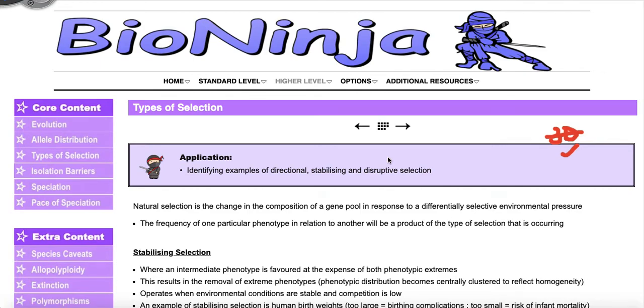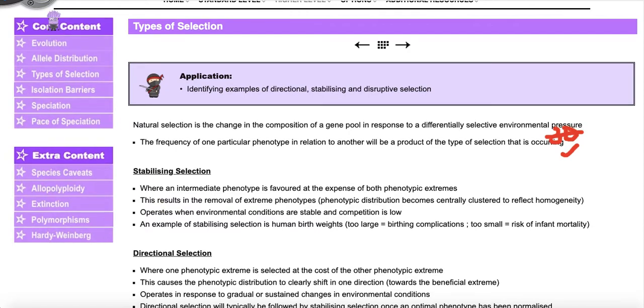IB students. All right, so today we are going to continue with 10.3 and we are going to look at types of selection. So the application here is to identify examples of directional, stabilizing, and disruptive selection.